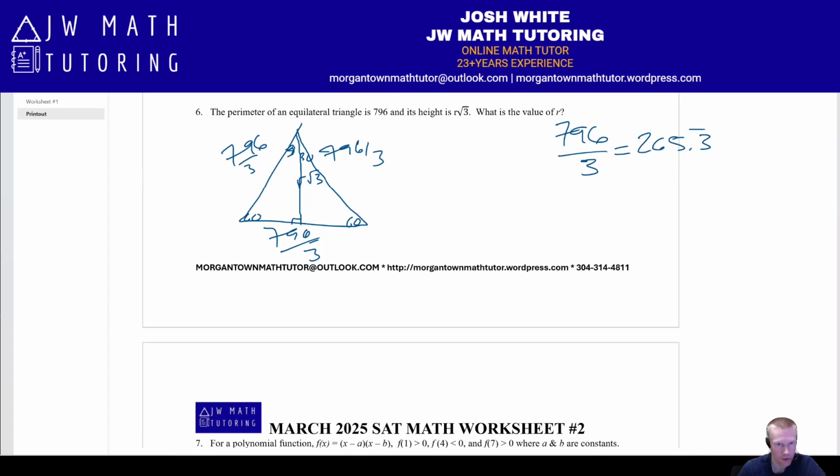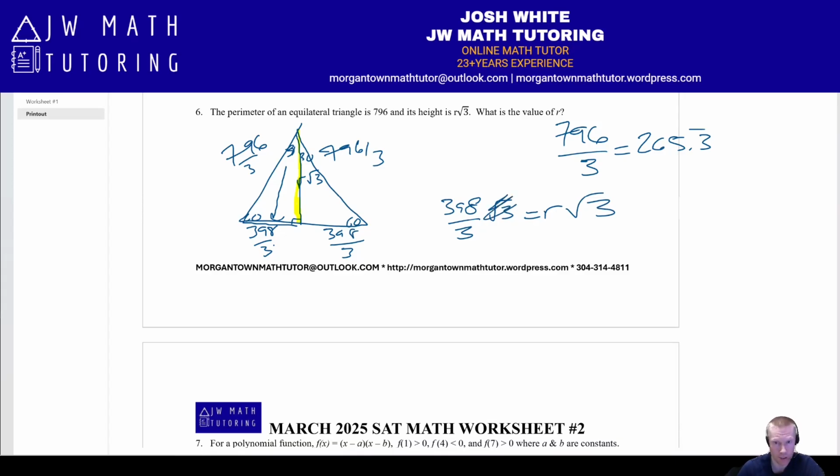The base of the triangle down here, 796 over 3, gets divided evenly in half because we have two congruent triangles. So we're going to have 398 over 3 and 398 over 3 here. Now this side is across from the 30-degree angle, i.e. the short leg. To get to the long leg, which is across from the 60-degree angle and is the height, we take this value and multiply it by root 3. That's basically the special right triangle properties. So that is equal to the height, which we already know is r root 3.